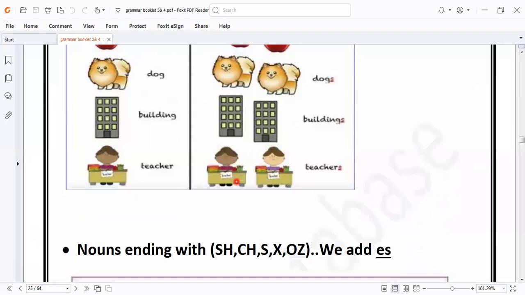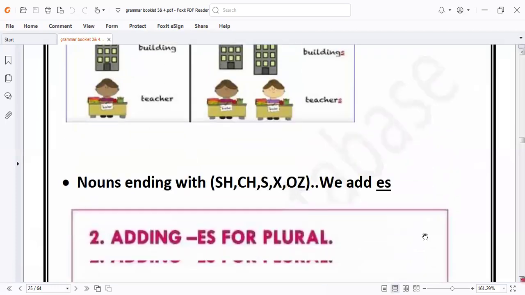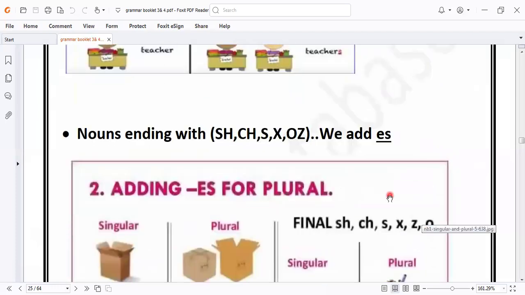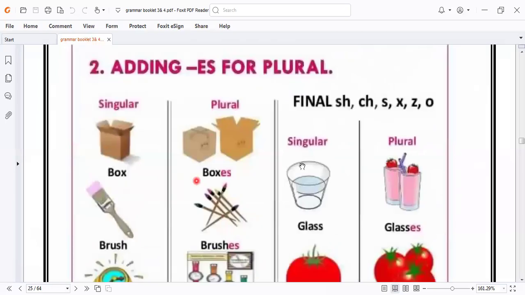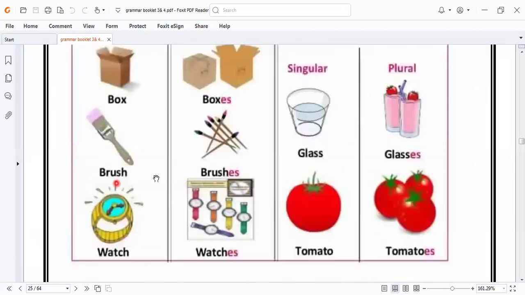And as we use in the present simple tense, we say some verbs adding es. Here in the nouns we add es when they end in sh, ch, s, x, or z. So we add es like this. We have books, boxes, glasses, brushes, tomatoes, watches, and so on.